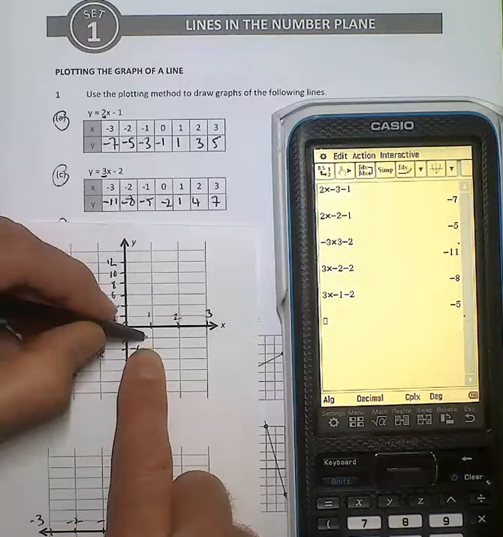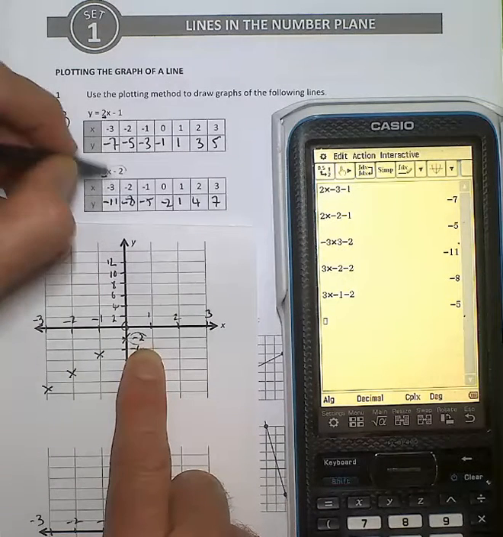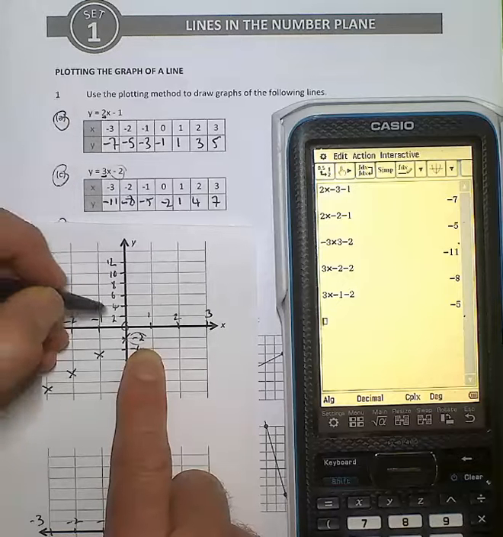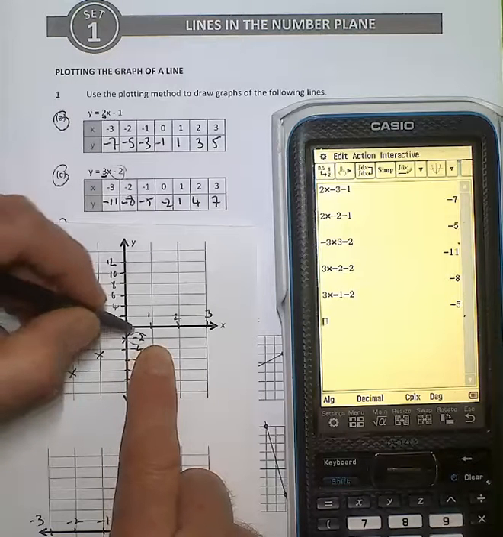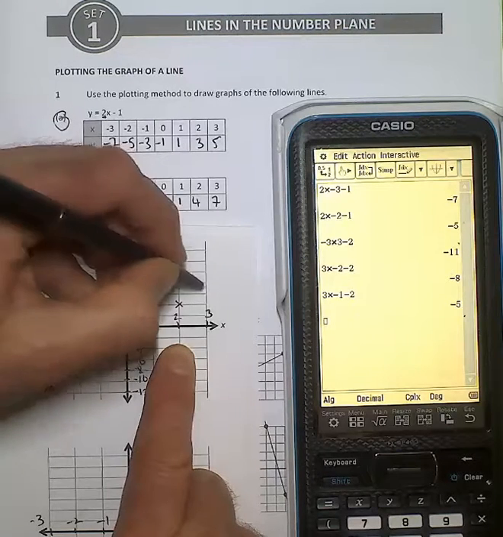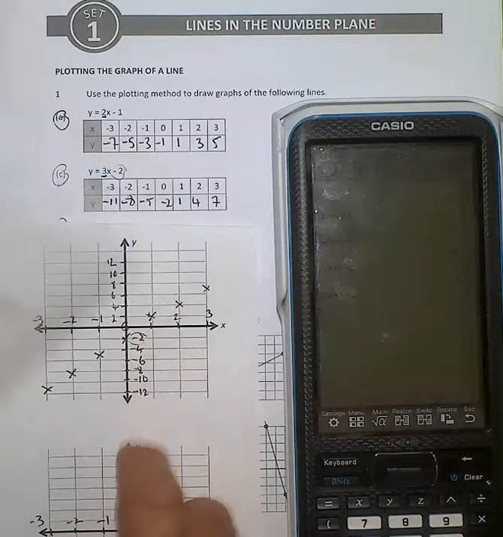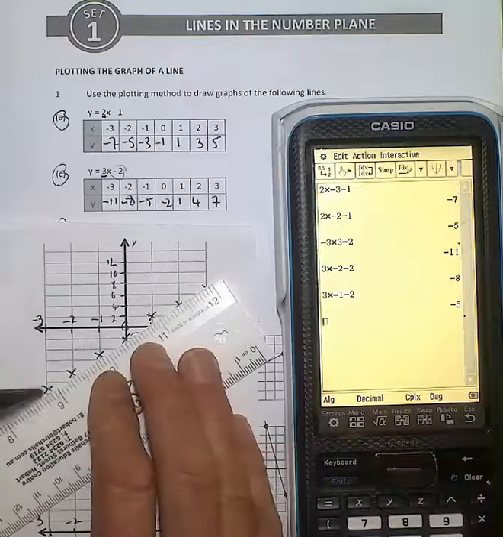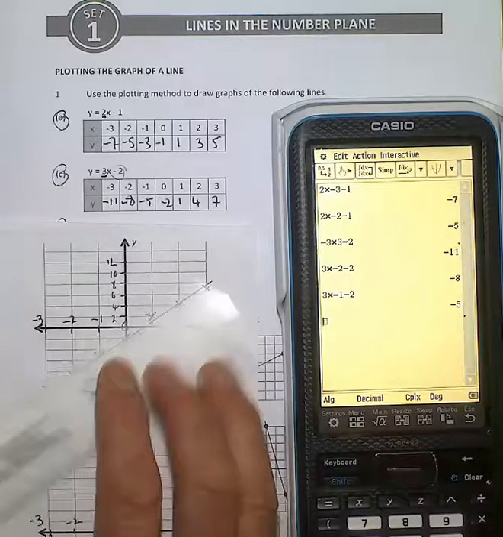you will notice the y-intercept of -2 corresponds to -2 in the equation. And 3, 7. Getting hold of the ruler, joining them up, like so.